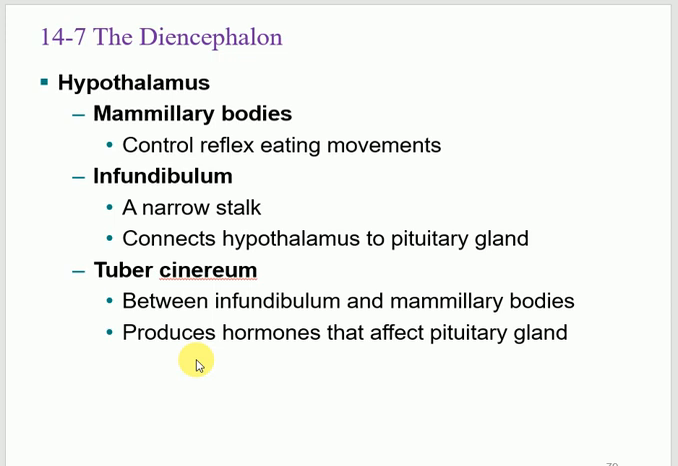So there are mammillary bodies, and these contain the reflex for eating. There is the infundibulum connecting it to the pituitary underneath. I showed you the picture, remember? There was a pituitary gland hanging. This is what's connecting it, infundibulum or the stalk. And then the last part is called the tuber cinereum. And this is the one that's responsible for the hormones.